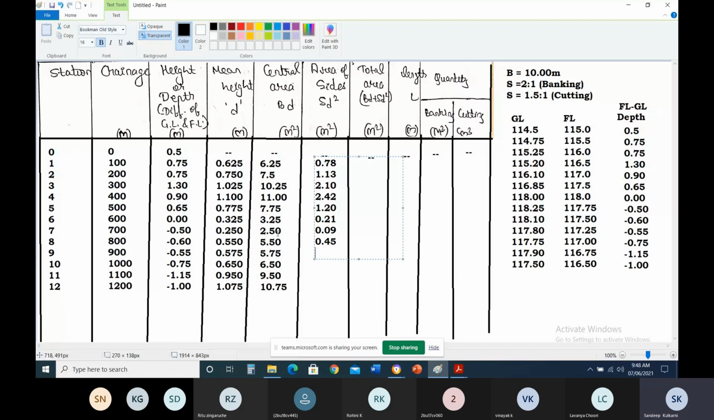1.35. Can anyone tell me what will be the last answer? Please, anyone take the calculator and tell me. That is the last s d square: s is 1.5 into d is 1.075. So 1.5 into 1.075 square, what will be the answer? Can anyone tell me? 1.73. Correct. 1.73.